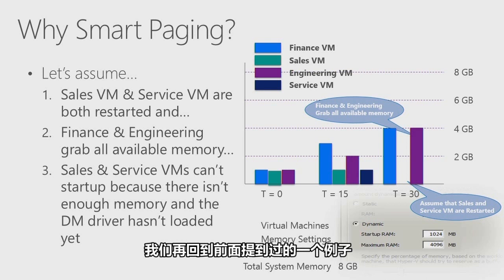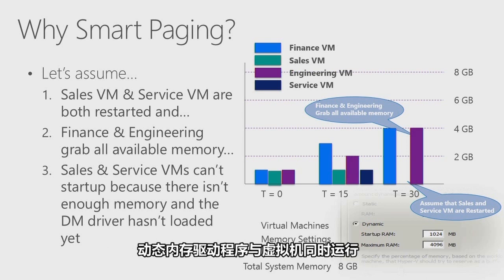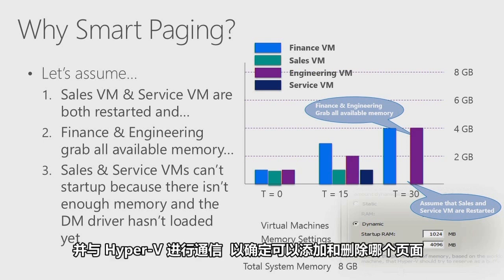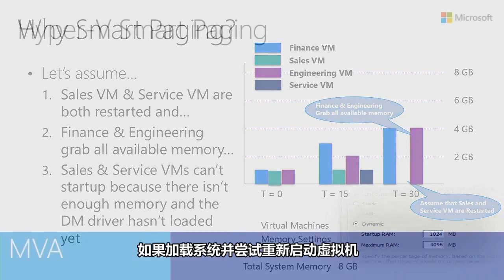So let's go back to the example I gave before. I've got a number of virtual machines that I'm running, and dynamic memory is allocating the virtual machine. Now, dynamic memory is implemented as a driver running inside the virtual machine that communicates with Hyper-V to determine which pages can be added and removed. So when you restart a virtual machine, there's a point where that dynamic memory driver isn't loaded. And in some corner cases, if the system is really loaded, I mean really loaded, and you tried to restart a virtual machine, you could run into a case where a VM may not start because the memory is simply not available.